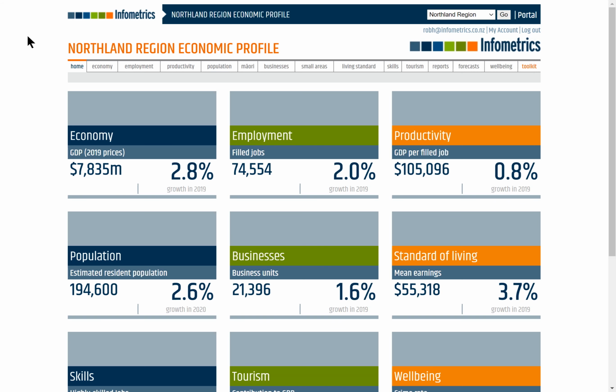Economies are made up of businesses operating in different industries and workers in those businesses working in different occupations. So a good way to quickly come to grips with your local economy is to look at its industry and occupation makeup. Let's look at the industry makeup first. Click on Employment and in the submenu Structure.